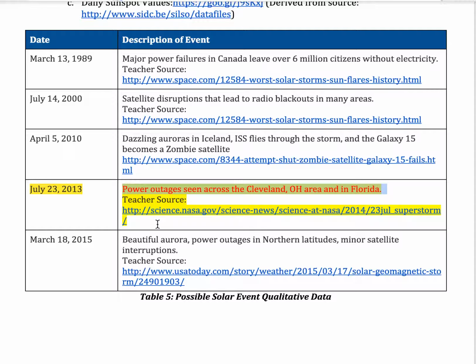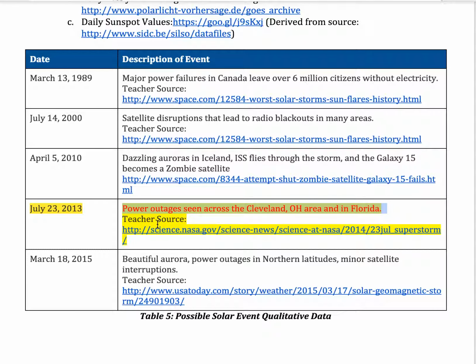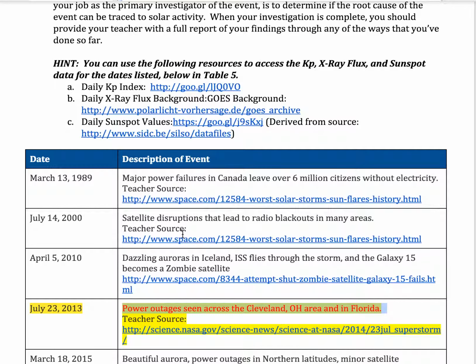So when you think about the activity, there's two primary goals here that you would want your students to achieve. One, you want them to understand the different metrics that can be used to analyze the relative strength of the solar activity and the geomagnetic storms that could potentially result from that solar activity. That's the first, and we specifically chose the KP value, the X-ray flux background value, and the sunspot values to be able to do that.